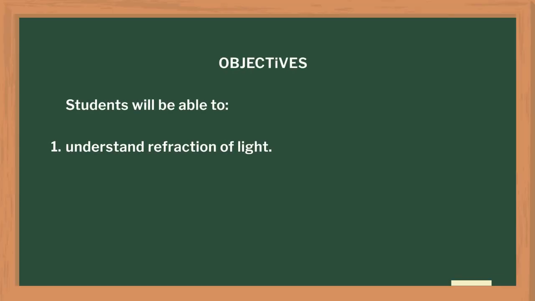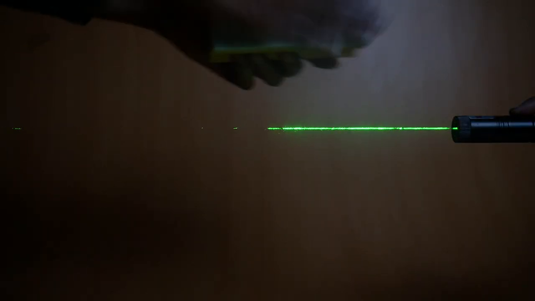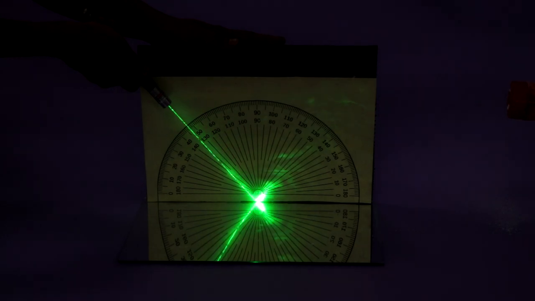I explain a few hands-on activities that I adopted to teach refraction of light to 7th to 9th standard students. These activities helped my students to understand refraction of light. They could differentiate between reflection and refraction of light and also identify different types of lenses. At the beginning of the session, I ensured that the students knew about the rectilinear behavior of light and the laws of reflection. I introduced the topic with an activity.